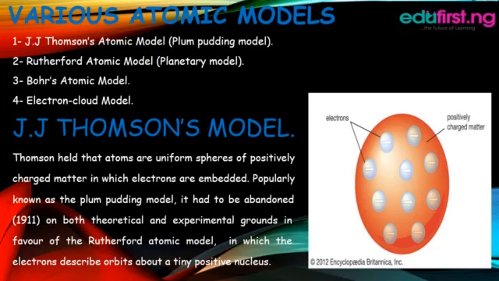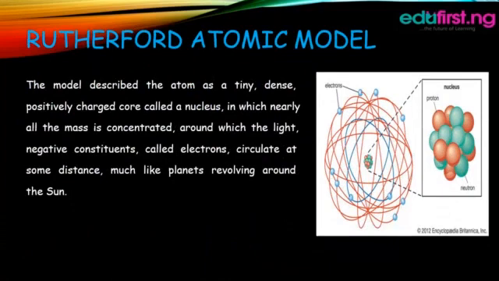So a scientist now took over called Rutherford, and he named his model the Rutherford atomic model. So let's look at what he said. The model described the atom as a tiny, dense, positively charged core called a nucleus, in which nearly all the mass is concentrated, around which the light negative constituent called the electron circulates at some distance, much like planets revolving around the sun.